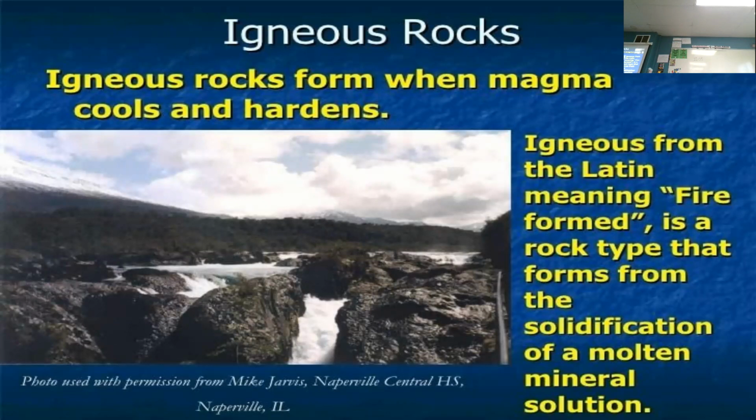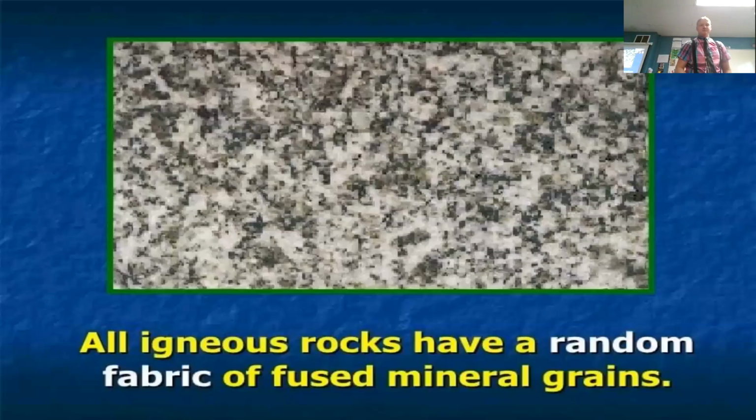Igneous is from the Latin word meaning fire form. It is a rock type that forms from the solidification of molten mineral solution. Molten mineral solution. All right, so yes, you need to get this one down. You haven't written anything about this yet. All igneous rocks have a random fabric of fused mineral grains.